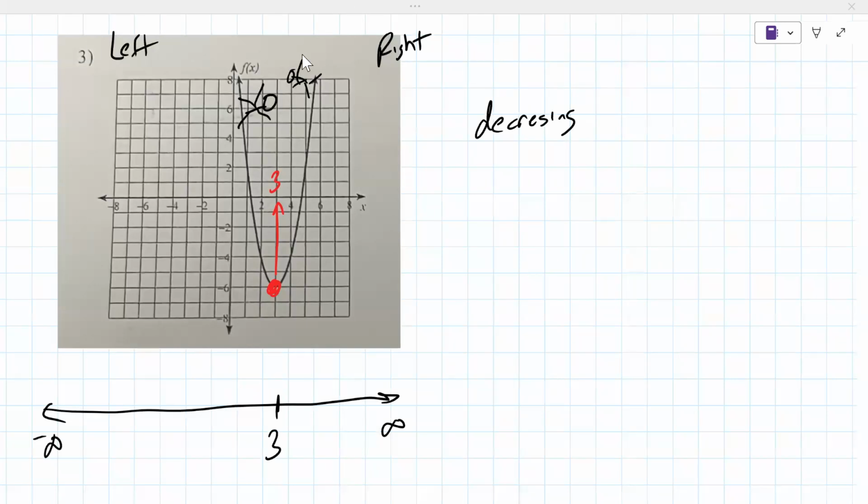Yeah, that's what I'm trying to share. This person's walking down this way. They're going downhill. So that's decreasing. They get down to this bottom and then they're walking uphill. So that's increasing. Okay.